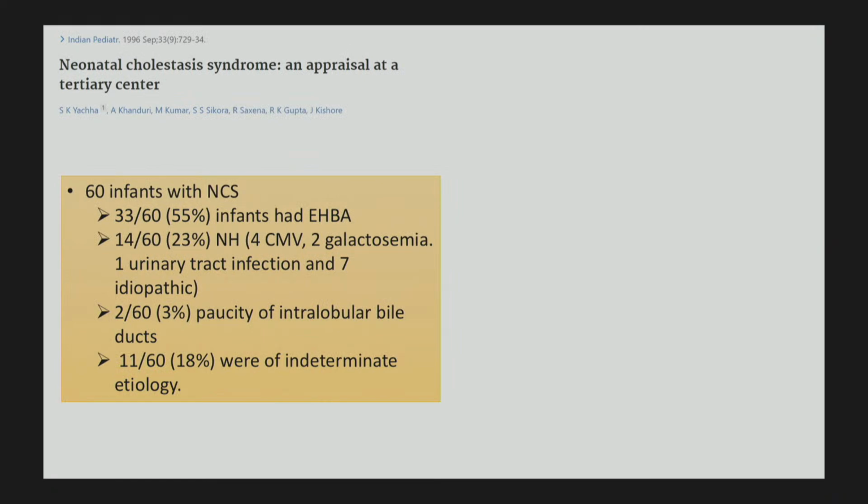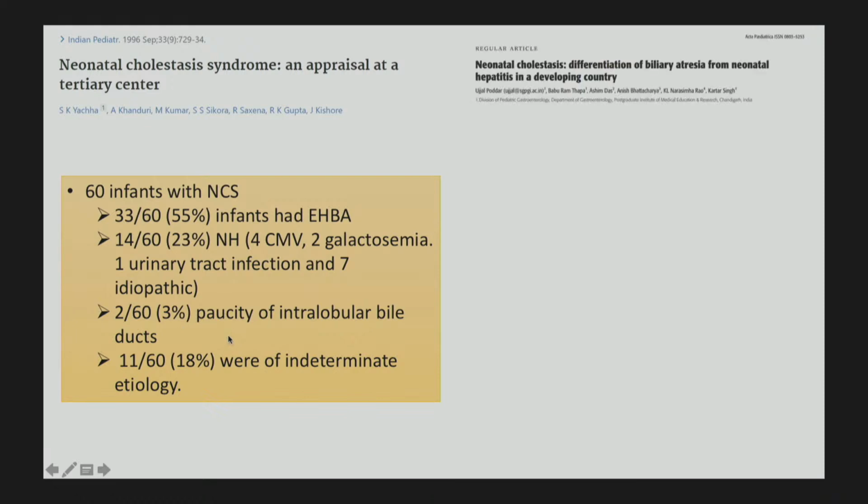Coming to the epidemiology of neonatal cholestasis syndrome, in a study conducted in India in 1996, out of 60 infants who presented with NCS, 33 infants were found to have biliary atresia. That is the most common presentation in neonatal cholestasis. Once that is ruled out, 14 out of 60 patients, that is 23%, presented with neonatal hepatitis. It is again a broad term involving infections and other disorders as well. And 3% of patients presented with paucity of intralobular bile ducts, and 11 patients were of indeterminate etiology.